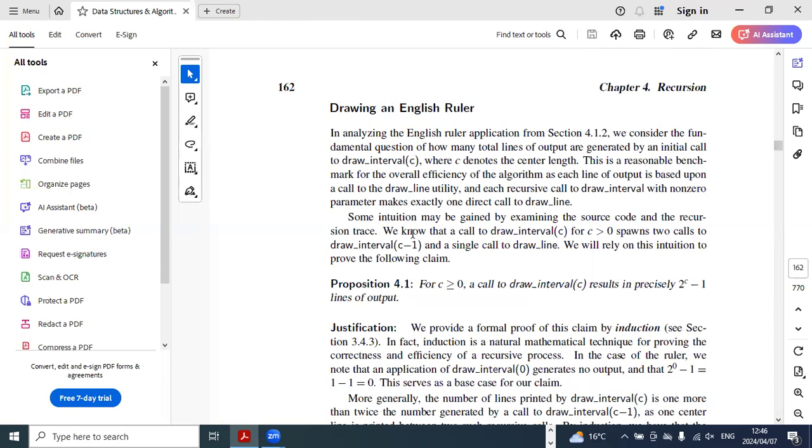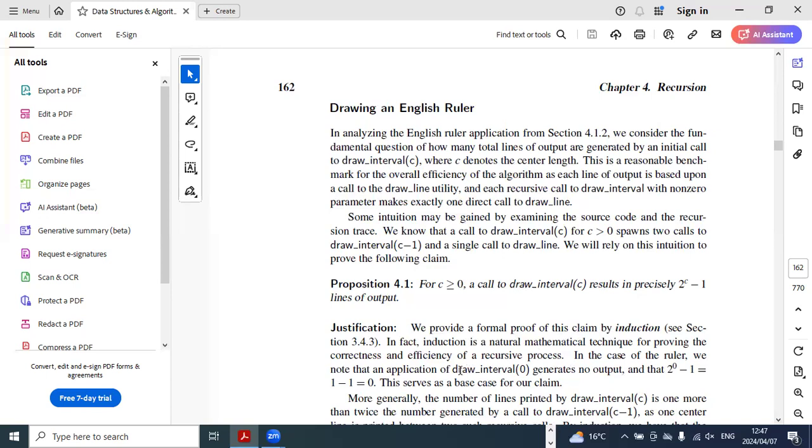So we come back, Samira, to drawing an English ruler, analyzing the English ruler algorithm. A fundamental equation gives how many total lines of output are generated by an initial call to draw interval C, where C denotes the center length. Some intuition may be gained by examining the source code and recursion trace. We know that a call to draw interval of C for C greater than 0 spawns 2 calls to draw interval of C minus 1. For C greater than or equal to 0, a call to draw interval C results in precisely 2 to the power of C minus 1 lines, which means drawing a ruler is exponential.